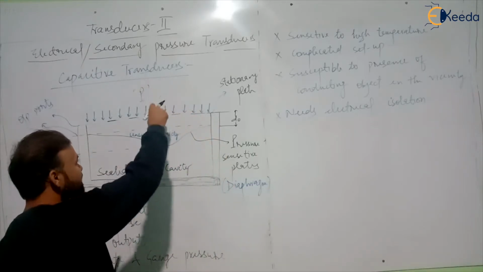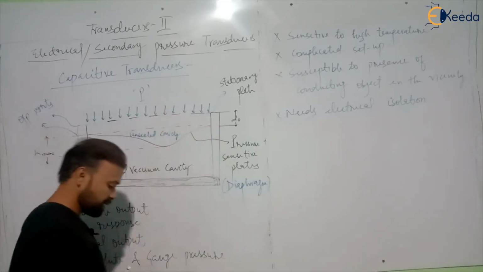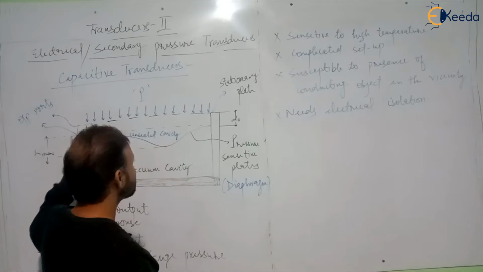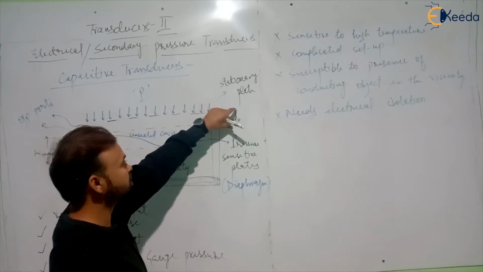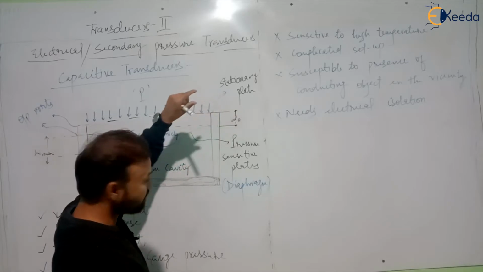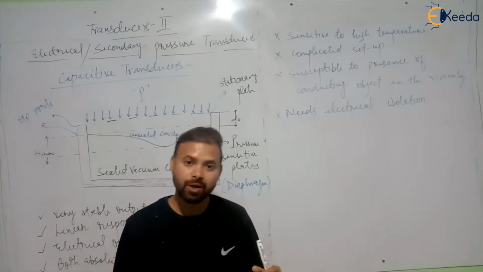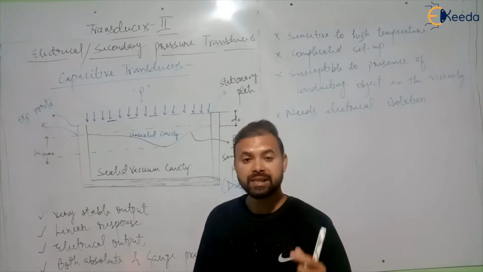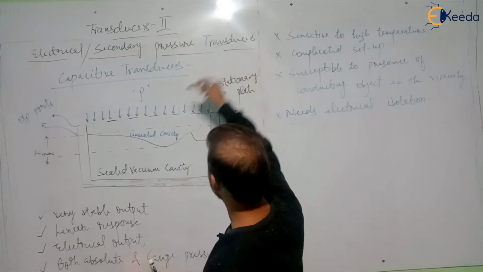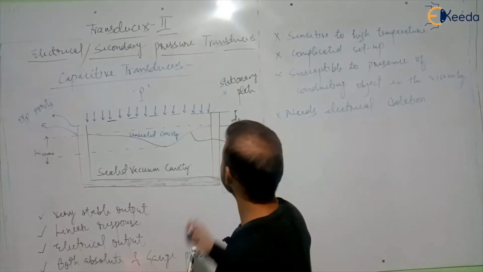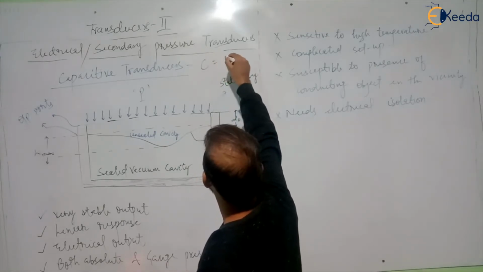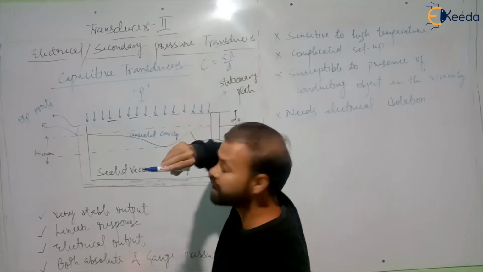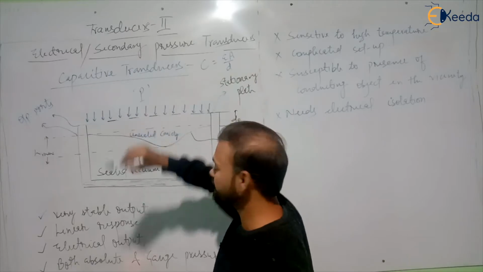If a pressure is applied on this diaphragm plate, it will be deflected, and the air gap will be changed. This d naught value will be changed, and if d naught is getting changed, then capacitance will also be changed. We know that C is nothing but epsilon A by D, where A is the cross-sectional area, and D is the distance between the plates.